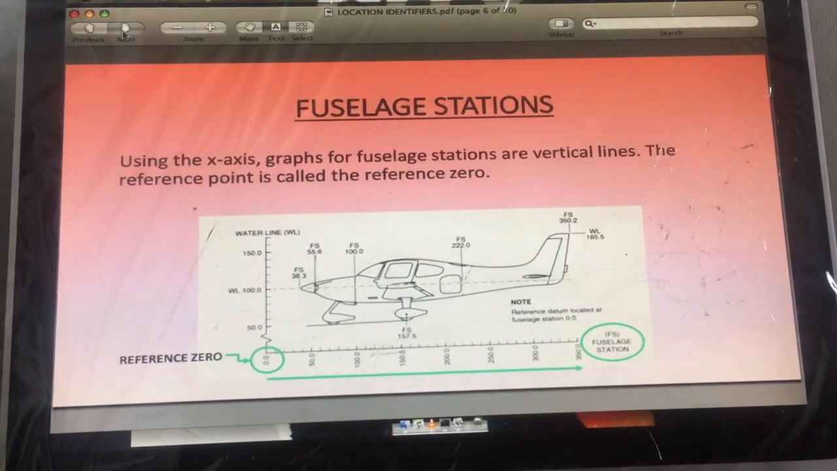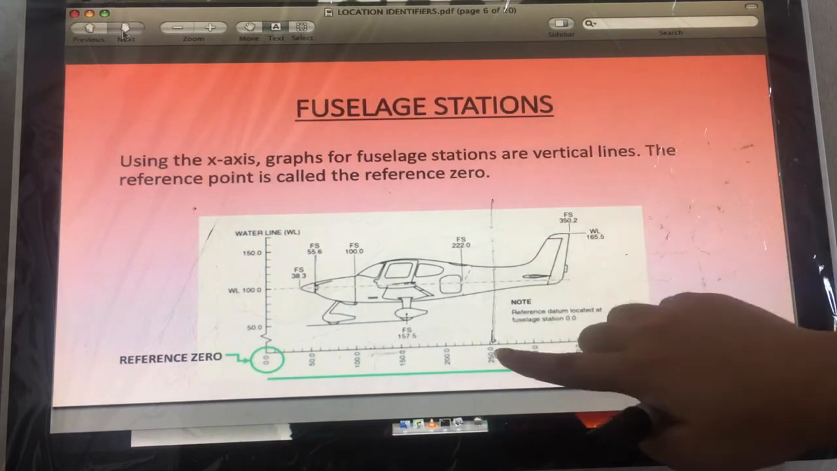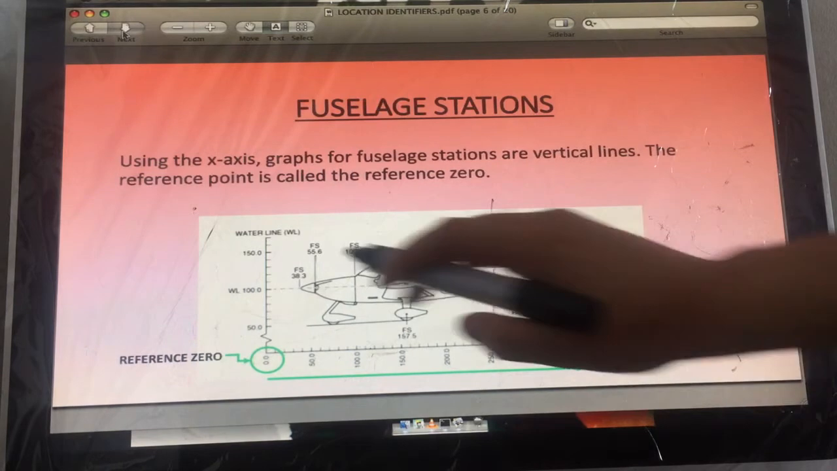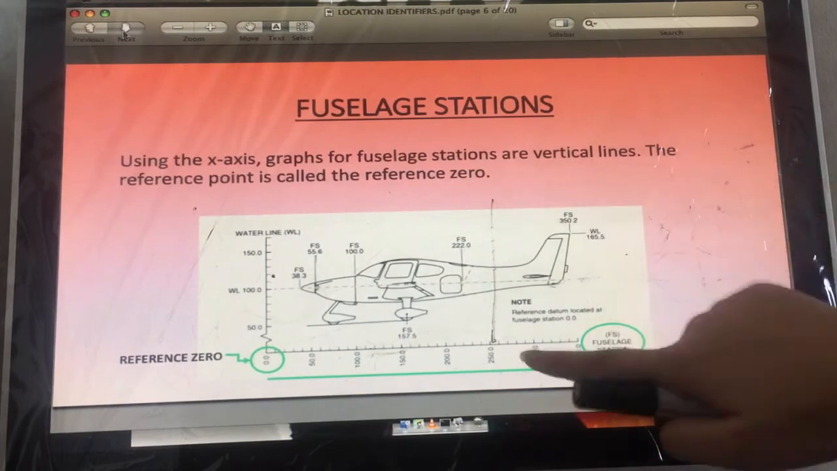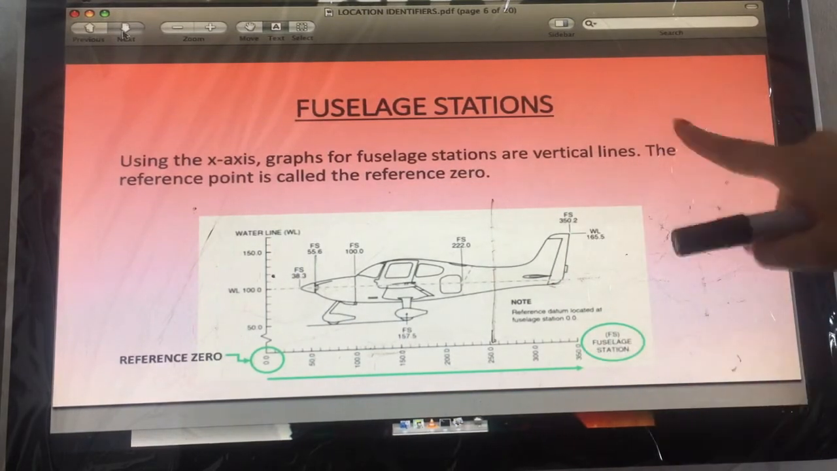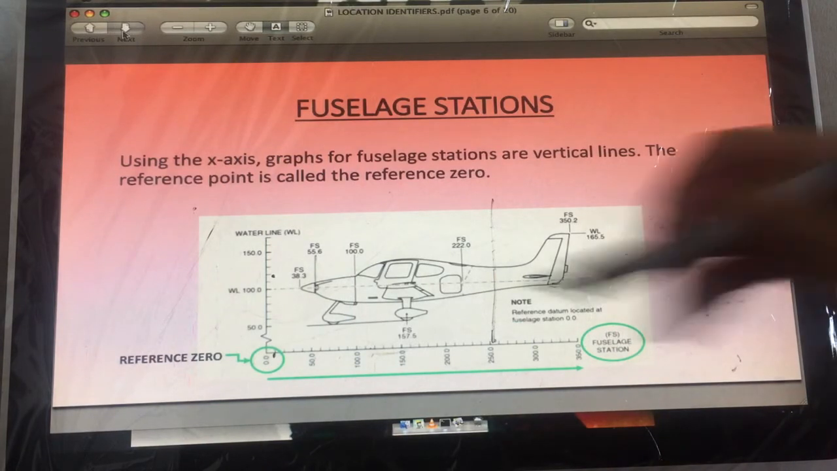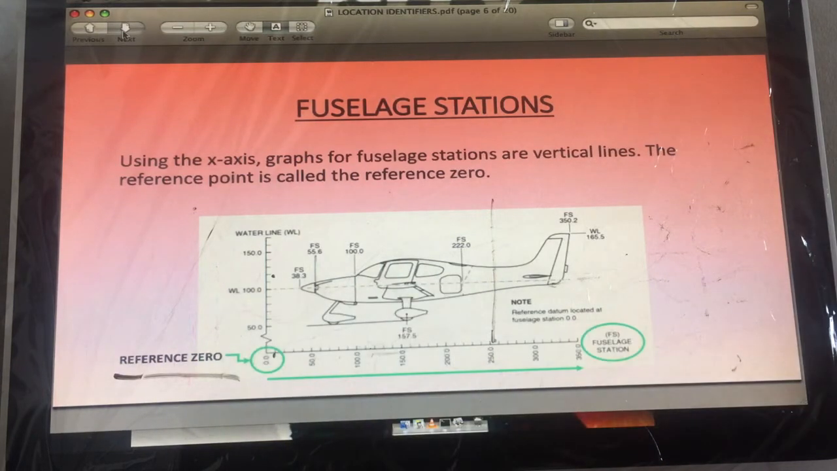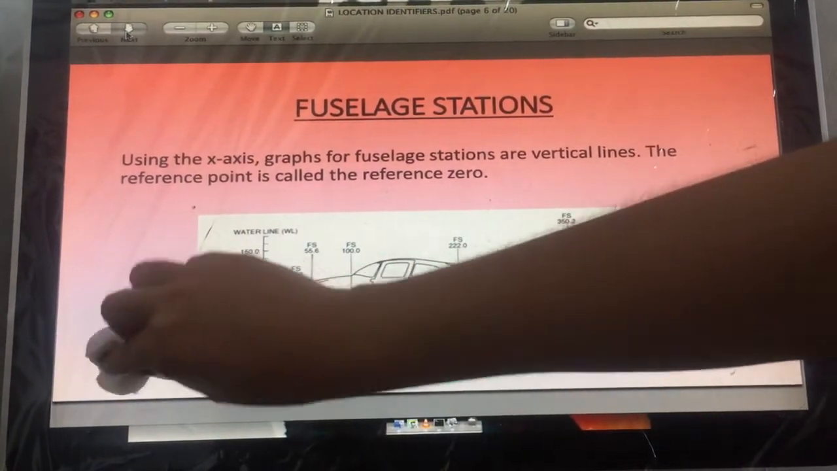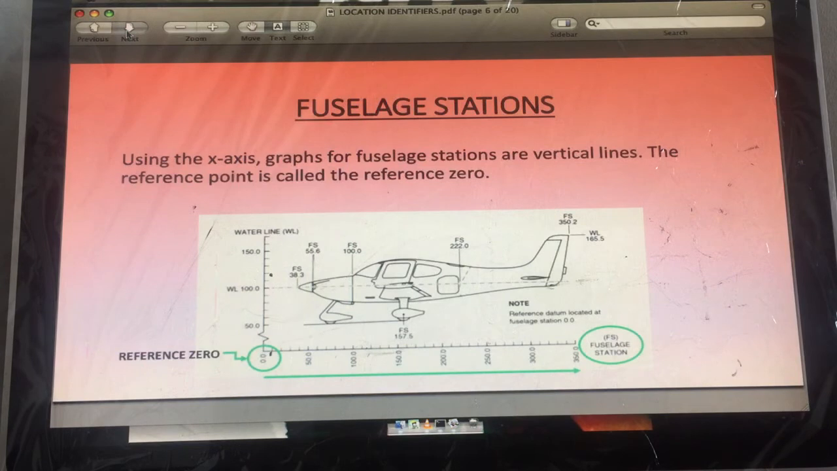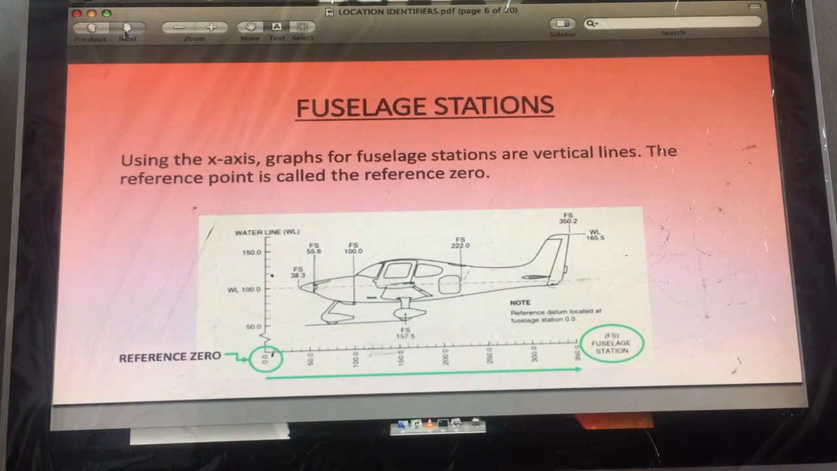For fuselage stations, using the x-axis, graphs are vertical lines. Why vertical? Because that is where they will hit the x-axis. If it's a horizontal line, you can't read a fuselage station because it won't hit there. So, the graphs of fuselage stations are vertical lines. The reference point, or 0, 0, for fuselage stations is called the reference 0. Why is it important to know the reference point? Because in blueprint reading, you need to indicate the reference point so that, even if we don't say it's a fuselage station, you know that the location identifier being used is fuselage station, or if it's water lines.